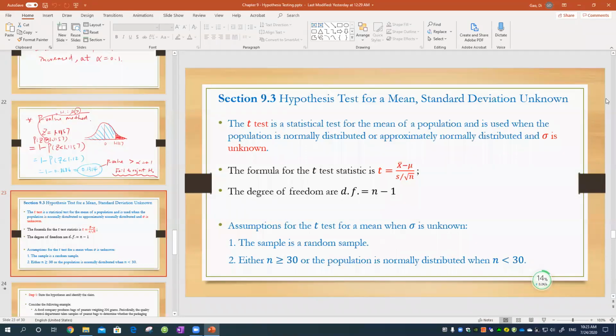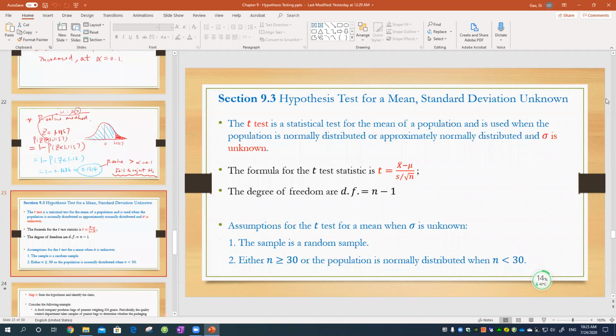Hello everyone, welcome back. Now let's look at section 9.3, hypothesis test for a mean, standard deviation unknown. The t-test is a statistical test for the mean of a population, and it's used when the population is normally distributed or approximately normally distributed, and sigma is unknown. So that's the most common case.